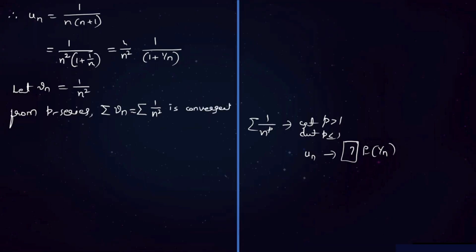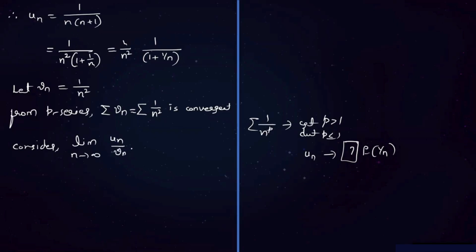This is already a known series to you. Now let us compare this with un. To compare that, we need to consider the limit form. Consider limit n tends to infinity of un by vn. I'm just trying to use the limit comparison test here.